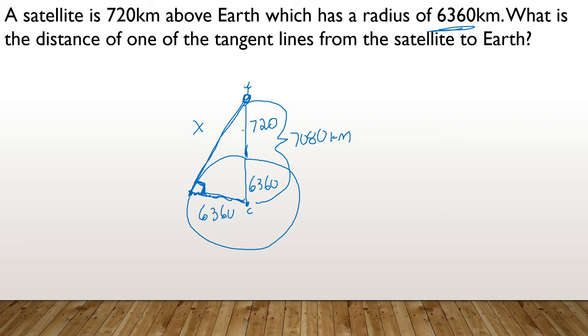So now I have my right triangle. I have x squared plus 6,360 squared is equal to 7,080 squared, right? I have my leg, and my hypotenuse. So again, don't forget that all radii in a circle are equal, and you can draw your own if you need to in order to help fill out a shape.